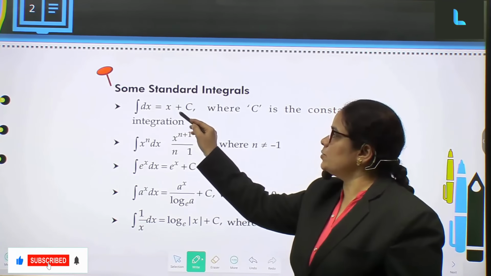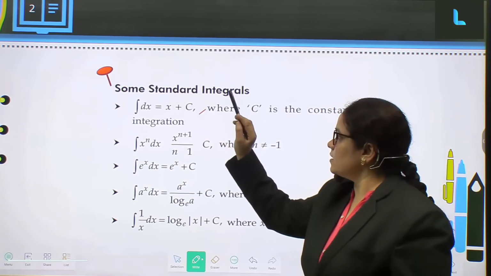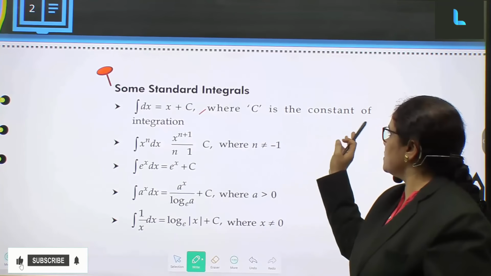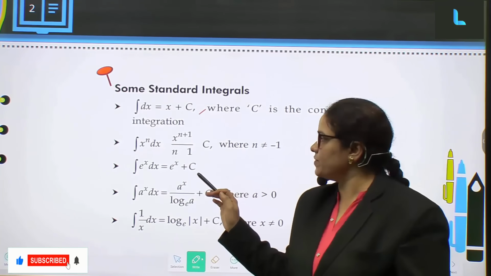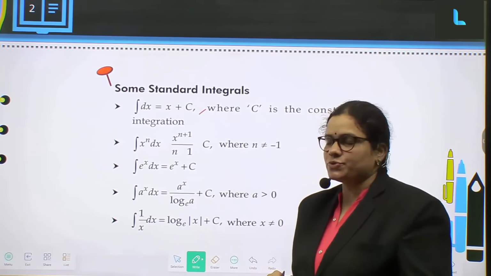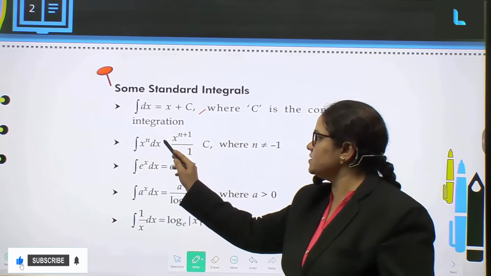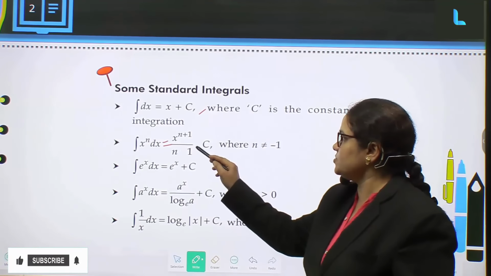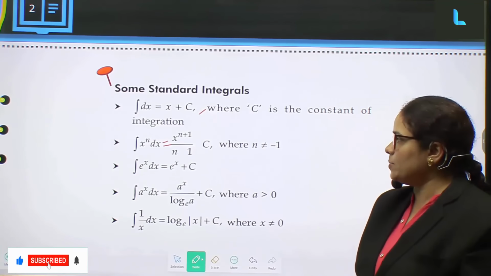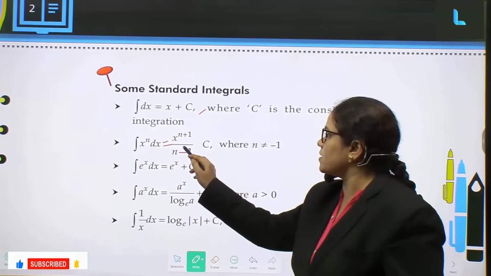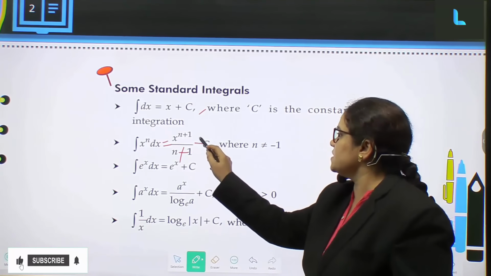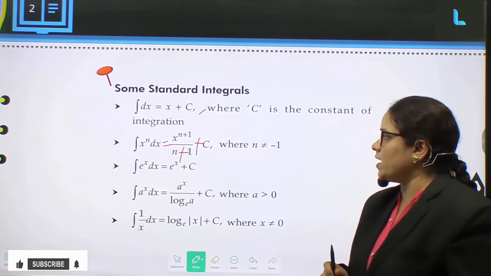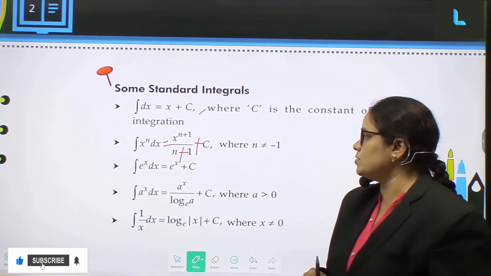Integral dx equals x plus c. The constant you should write compulsorily, where c is the constant of integration. Next one is integral x^n dx, whose value is x^(n+1) by (n+1) plus c, where n is not equal to minus 1.